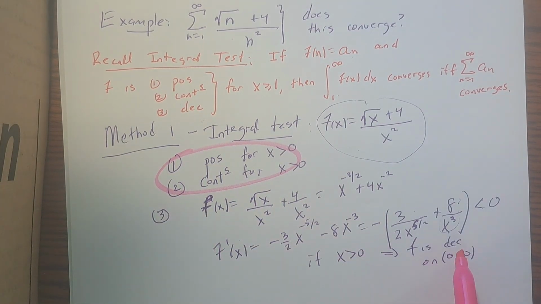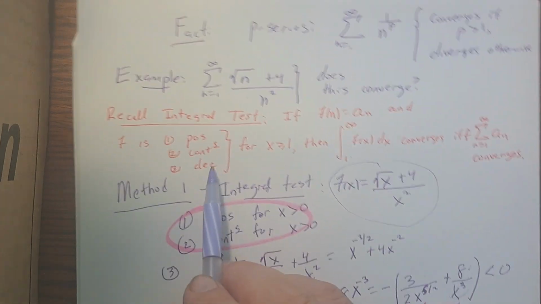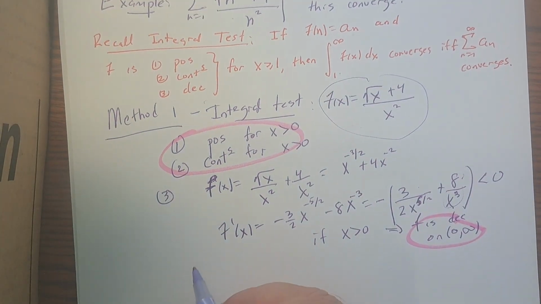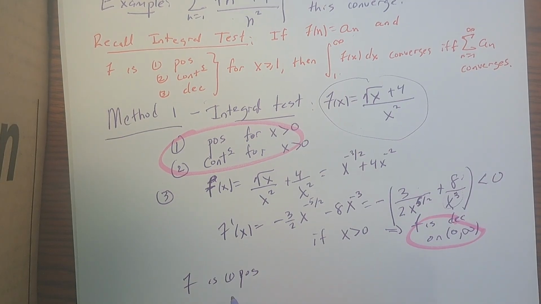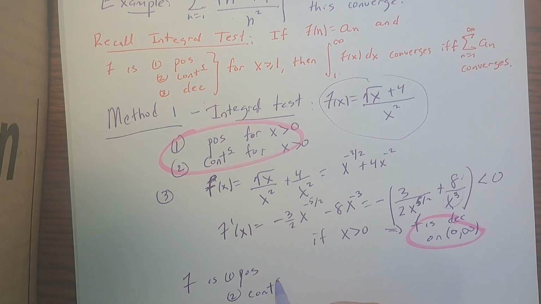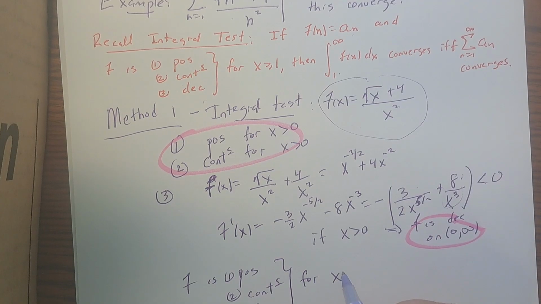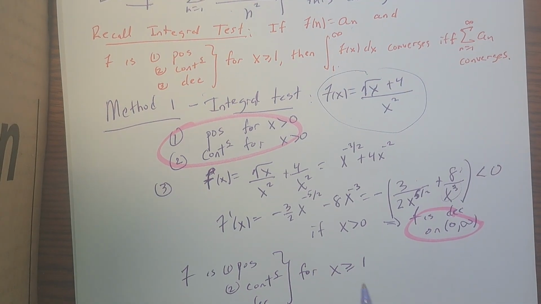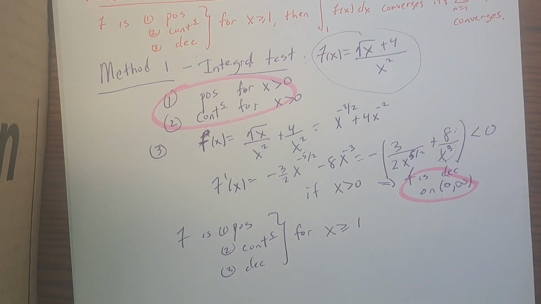It's positive, continuous, and decreasing for 0 to infinity. And if you're that on a larger set, then you're also that on a smaller set. So you can say that you do meet this condition, that f is positive, continuous, and decreasing for x bigger than or equal to 1, because that set is part of this set. That means you can apply the integral test.